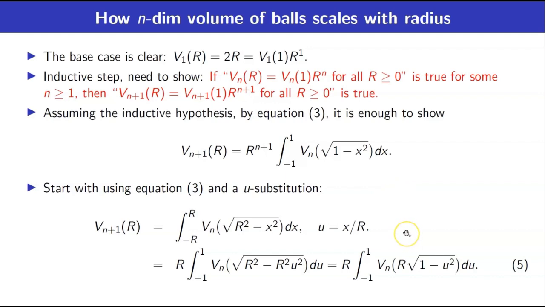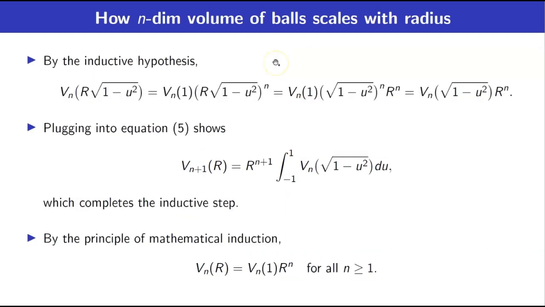Here, using equation 3, apply the u substitution and pull r out of the square root. We can apply the inductive hypothesis and then use the rules of exponents and the inductive hypothesis again to completely remove r from the inside of v sub n. When we plug this into equation 5 from the previous slide, we get exactly what it is we're looking for and complete the inductive step. By the principle of mathematical induction, we know that the scaling equation holds for all values of r and all integers n greater than or equal to 1.